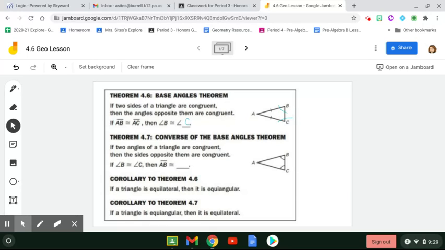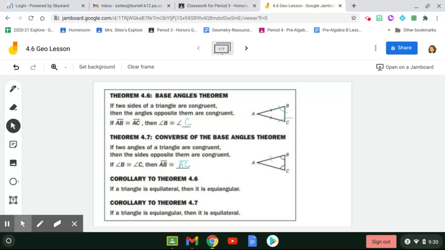So remember, flip-flop situation. If you have two angles of the triangle being congruent, so we're starting out with the angles this time, then we can say the sides opposite of them would also be congruent. So we could say that side length AB is congruent to segment AC. All right, and a corollary, remember, is just something that you can automatically prove based on these theorems. If a triangle is equilateral, then it is equiangular. And then also a corollary to theorem 4.7, if a triangle is equiangular, then it is equilateral.